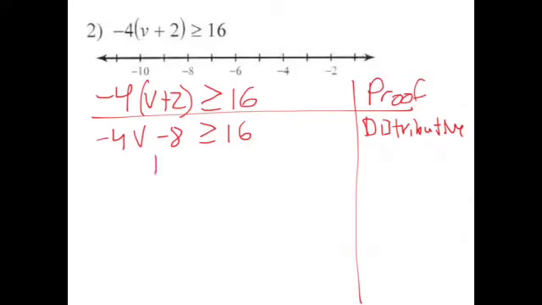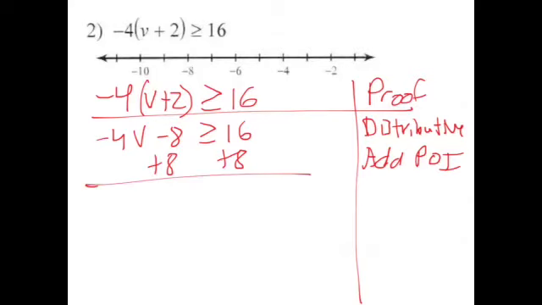And then I'm going to add 8 to both sides. And what lets me do that is the addition property. That should say add property of inequalities. And if I simplify, I'll get this next step, which is negative 4v greater than or equal to 16.